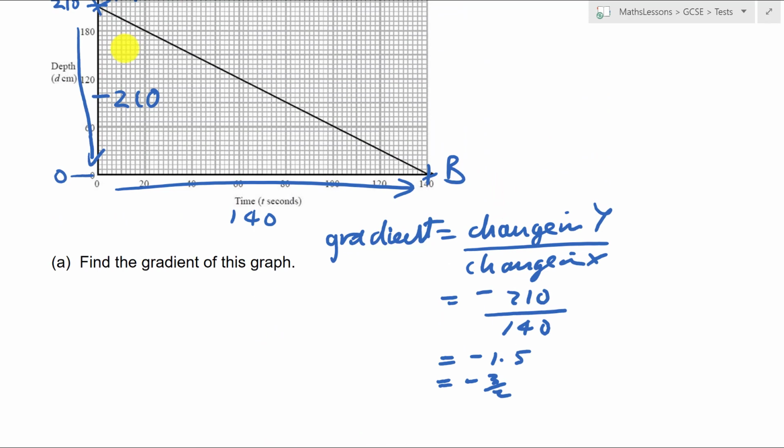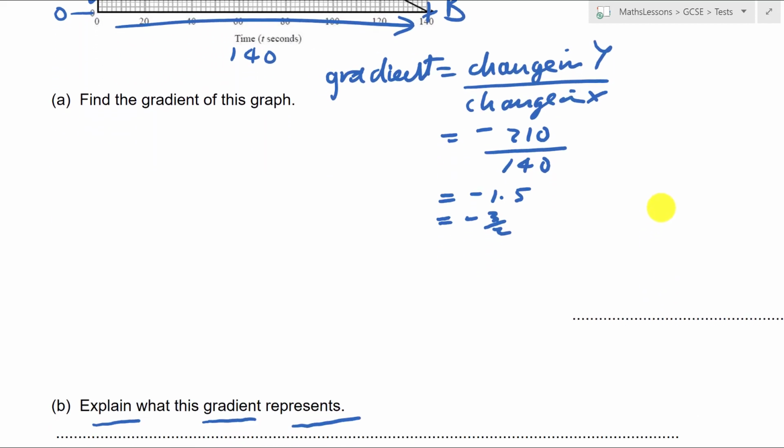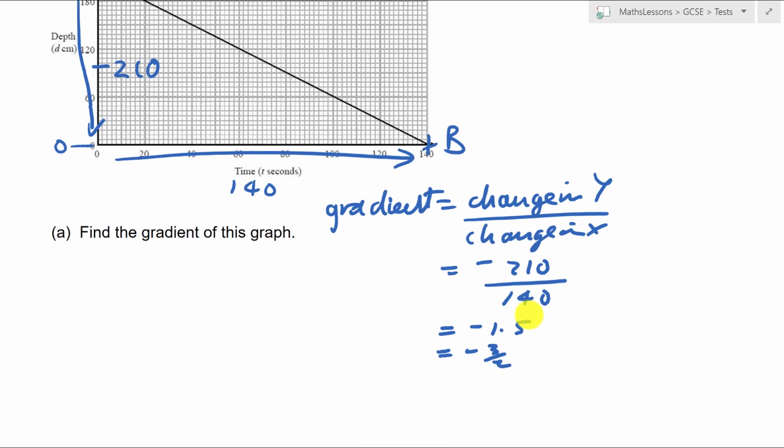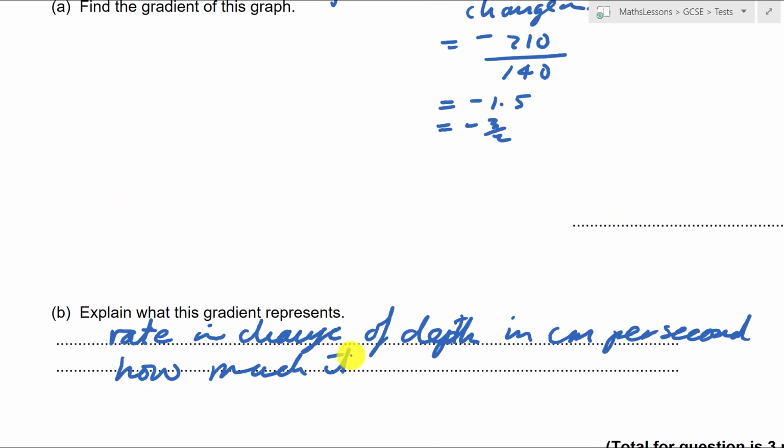So this is how much the depth is going down for each second of time. So it's our rate of change in depth, our rate of change in depth per second. The depth is in centimeters per second. So that's how much it falls for every second. The depth gets 1.5 lower, minus gives us the lower, for every second that time passes by.